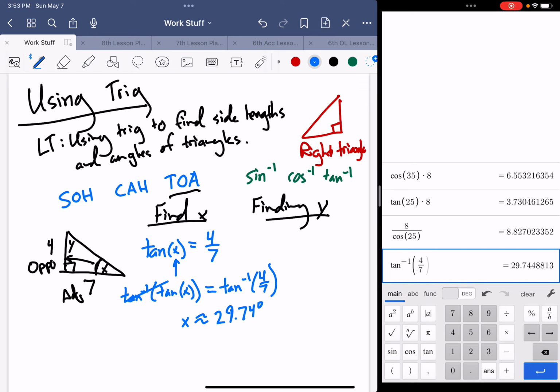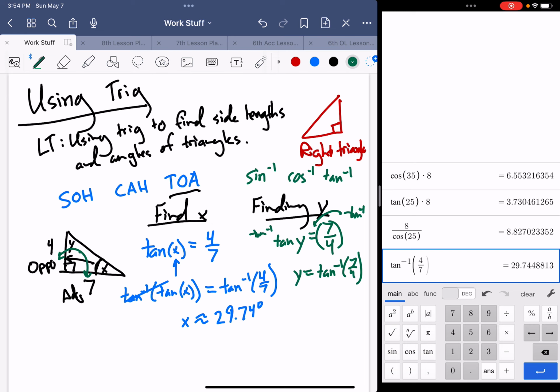All right, and if I want to, I could do the exact same thing for finding y. So again, I have the opposite and the adjacent. So I'm still going to have to use tangent. So tangent of y is going to equal 4 over 7. Oh no, sorry, it's not 4 over 7. It's going to be 7 over 4. Pay attention. 7 over 4. Very good. I want to apply the tan inverse to both sides. So y is going to equal the tan inverse of 7 over 4.